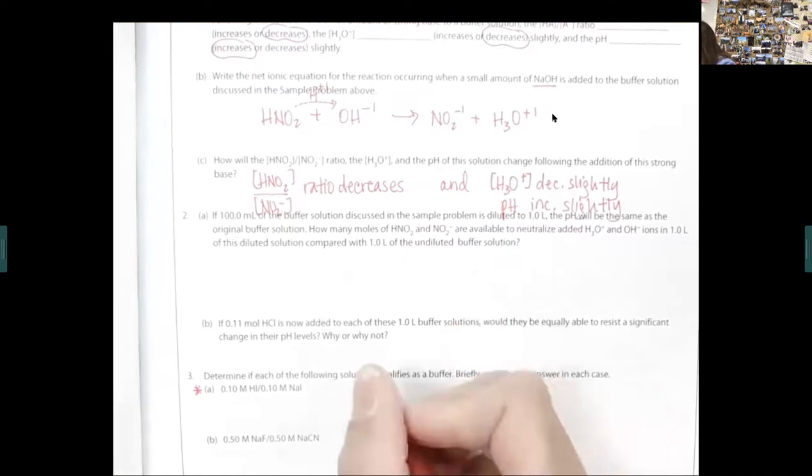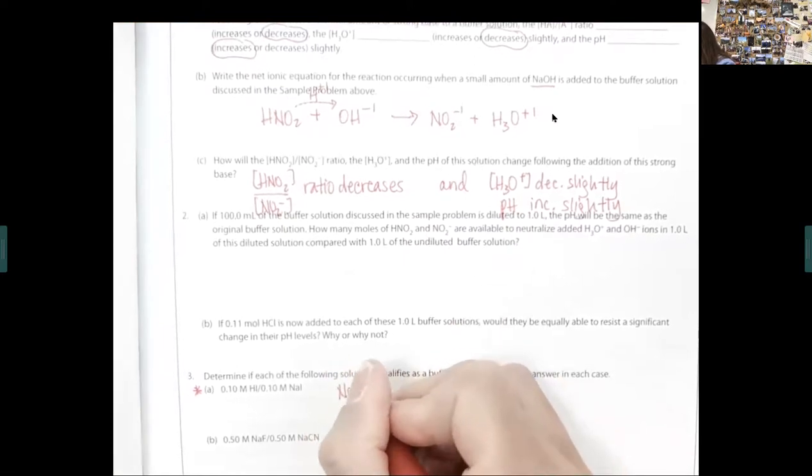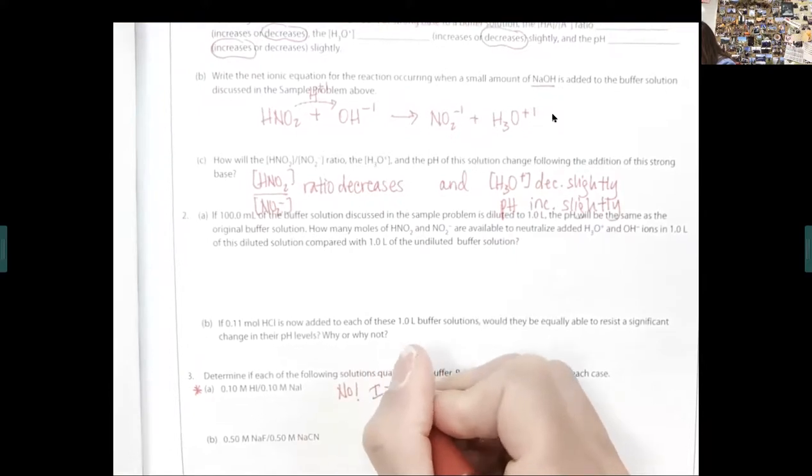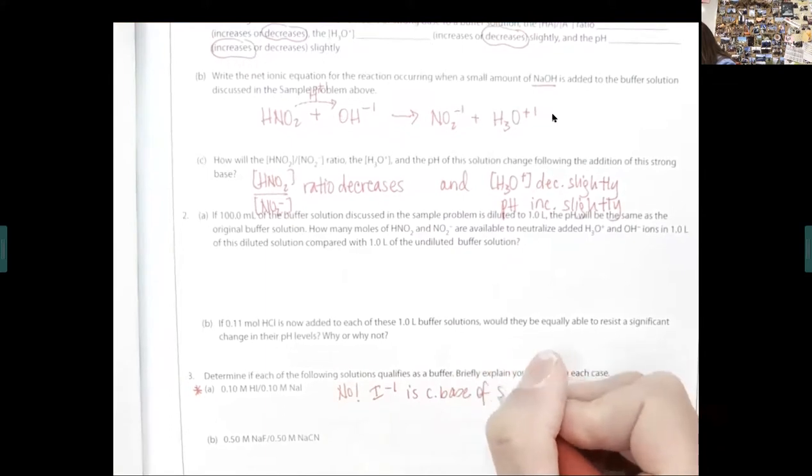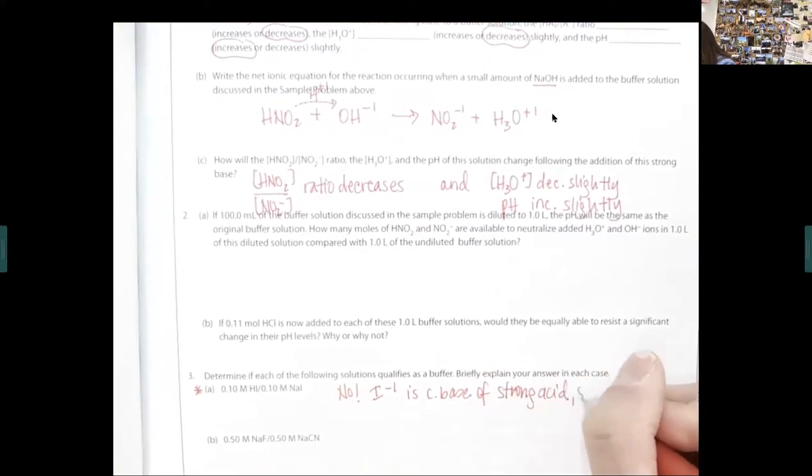Well, I negative 1, I would say no here. And that's because I negative 1 is the conjugate base of a strong acid. So it can't accept a hydrogen ion and neutralize added acid.